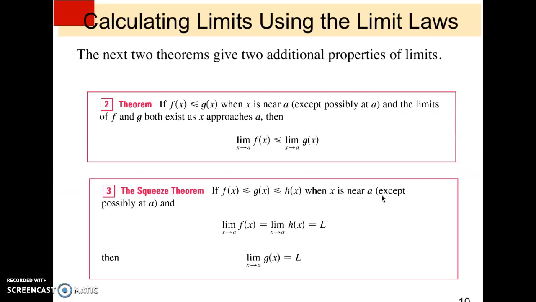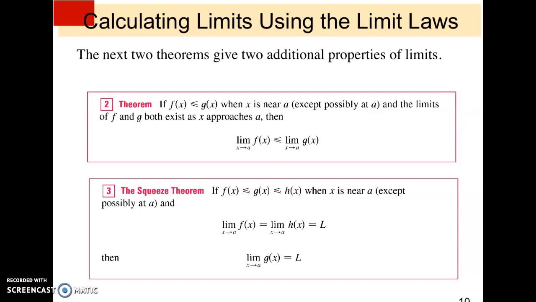Now, these particular theorems that we have are additional properties for limits, but we're going to skip them for this semester. These are theorems using what's called the squeeze theorem, which we definitely will use in Calculus 2. But I'm going to skip them here in Calc 1 because they're optional properties and optional topics for Calc 1.